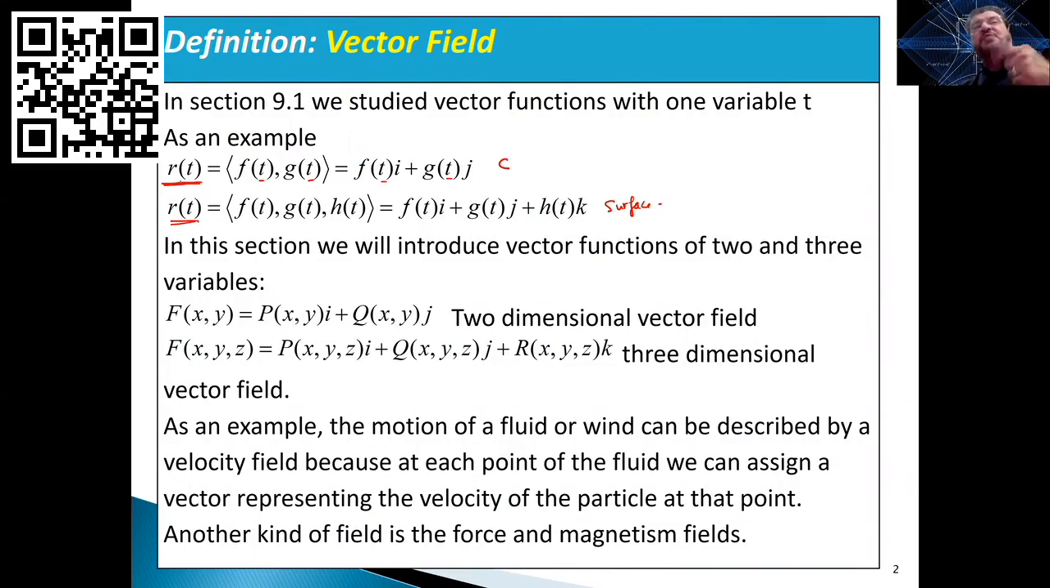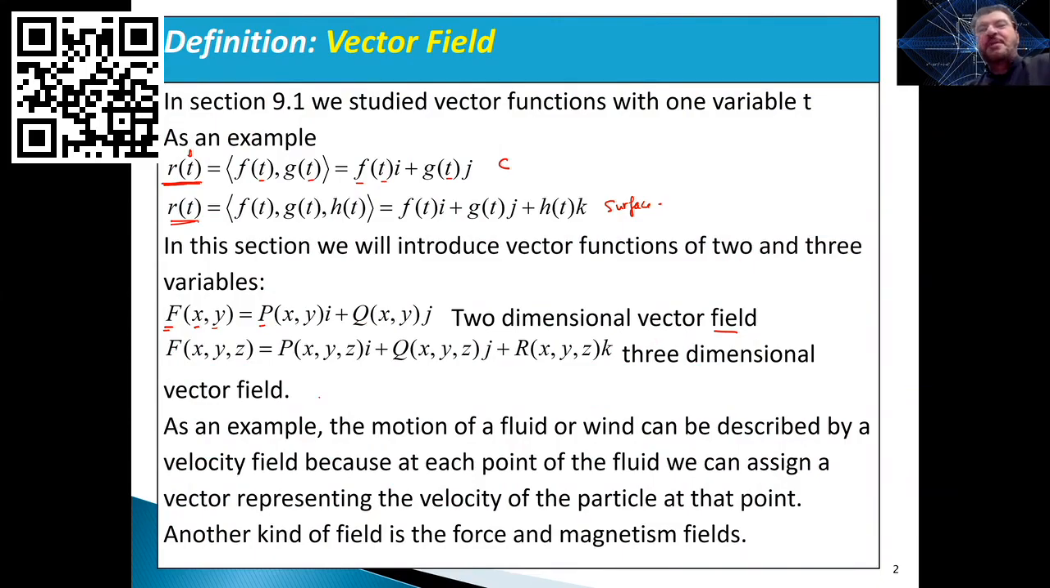R is a vector function. Now we're going to talk about F, which is a field. So what if I changed t to two variables, x and y? What's going to happen? I'm going to change F to P of x and y. P is a function, by the way, of x and y, and Q is a function of x and y. When I do this, this is called a two-dimensional, not vector function anymore, it's a vector field.